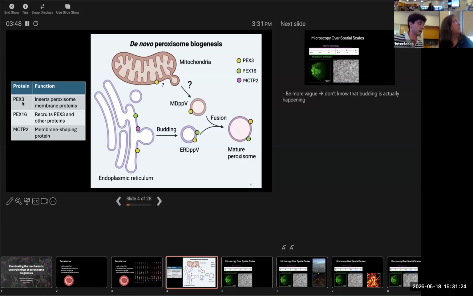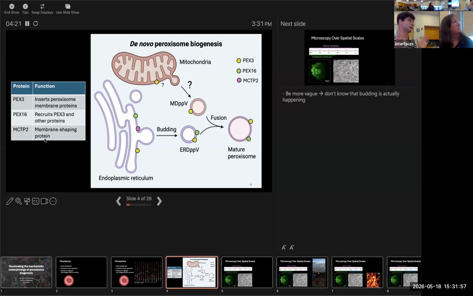And so the three proteins that I want to highlight quickly before I get into the rest of my talk are these PEX3, PEX16, and MCTP2 proteins. And so this PEX3 protein is responsible for inserting other peroxisome membrane proteins. The PEX16 is believed to recruit PEX3, so it would be a little bit upstream of PEX3 in these de novo peroxisome biogenesis events. And then there's this other protein called MCTP2, which is a little bit more newly believed to be involved in the membrane shaping mechanisms that would probably be required for budding.